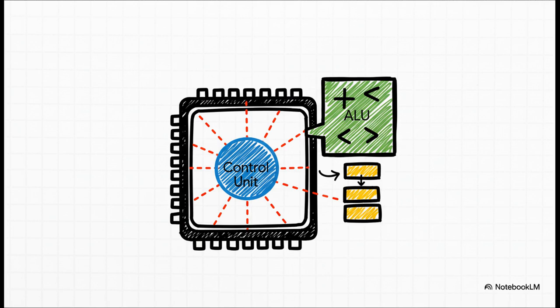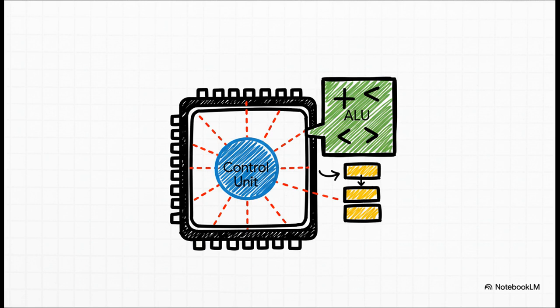First, the control unit. This is the foreman on the factory floor. It reads the instructions from memory and directs the entire workflow. Then you have the arithmetic and logic unit, the ALU. This is the specialist, the heavy-duty machine that does all the actual math and makes logical comparisons. And finally, you have registers.